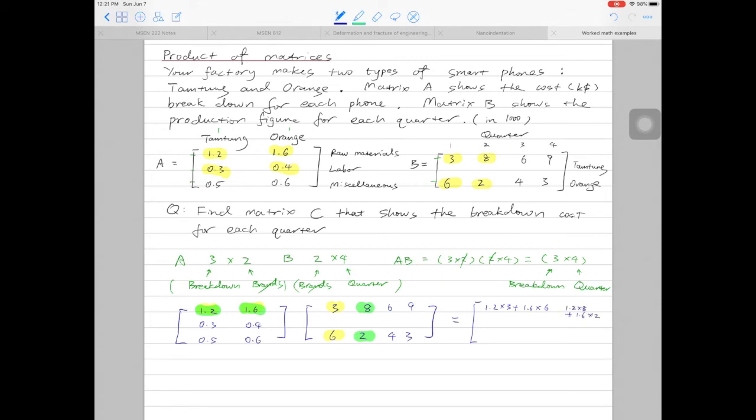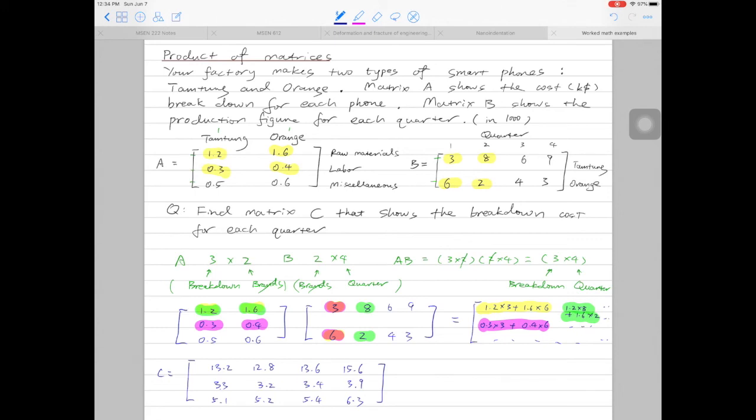How about the entry on the second row? Let's look at the entry 2,1 in the final matrix. To get the first entry of the second row, we'll use entry 2,1 multiplied by 1,1, then 2,2 multiplied by 2,1. So in the second row, the entry would be 0.3 times 3 plus 0.4 times 6. So we carry on this calculation. If your calculation is correct, you will see a matrix C something like this, and you can tell it is a 3 by 4 matrix.